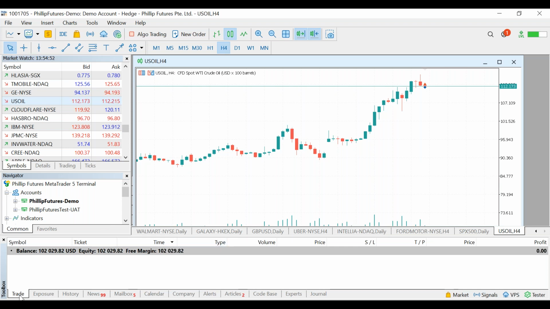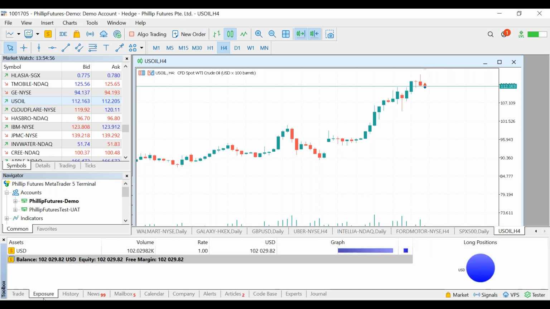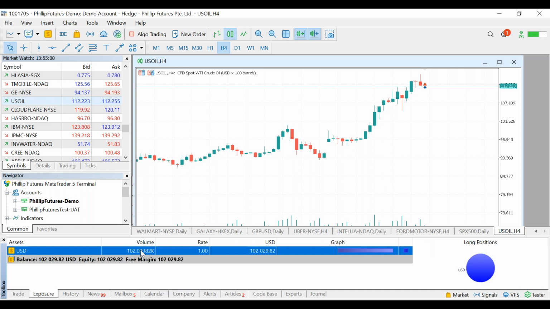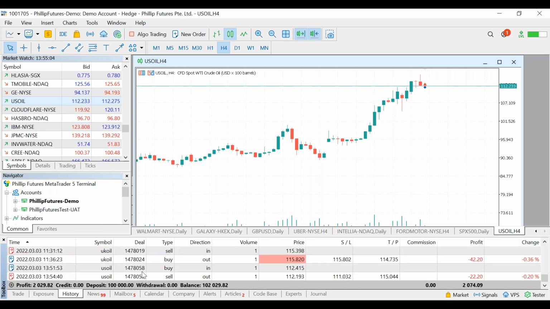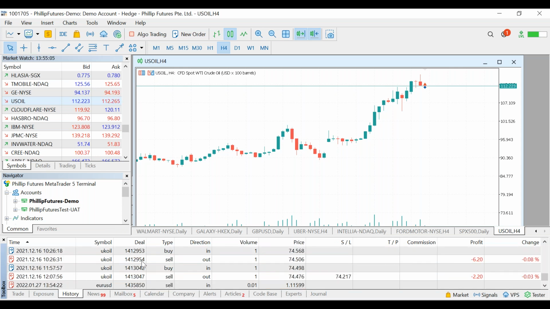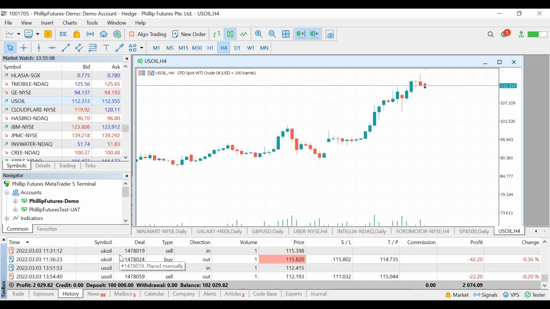The first tab here is the trade log, which comprises all your live trades. The second is your exposure. As you can see, all my exposure now is 100 over K in this demo account. And this history is the trades that I've placed in the past, and the profit and loss and all that.